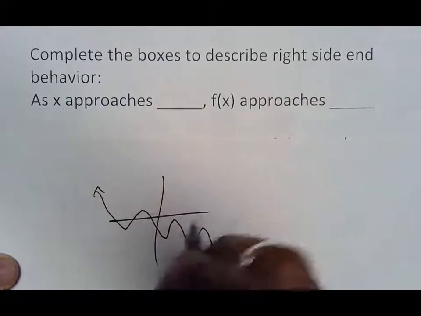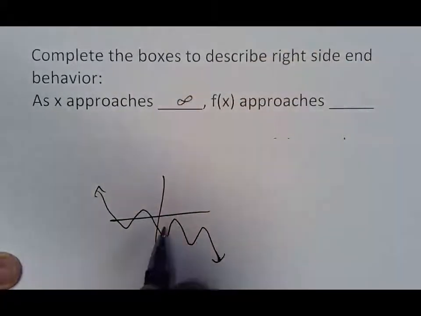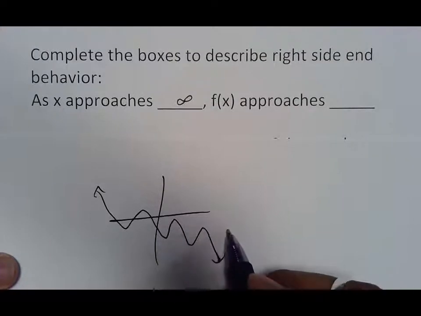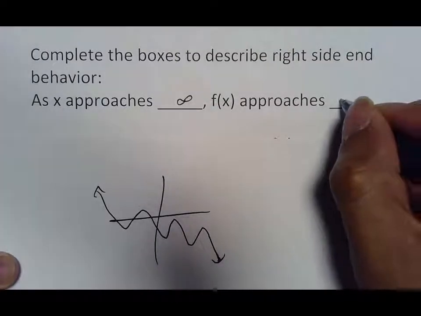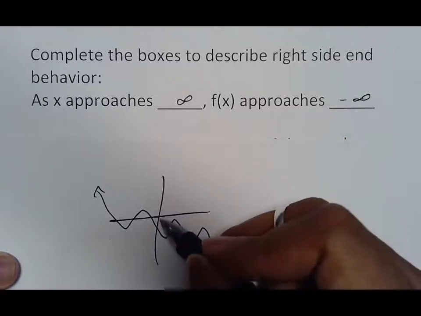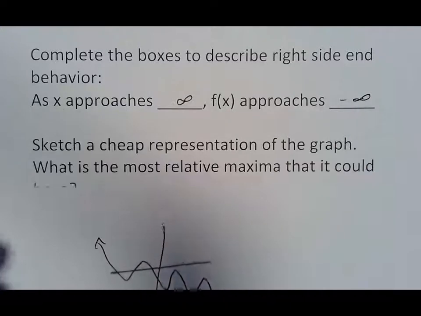Right side would be as x approaches infinity. So as x goes to the right, the graph goes down. Well, how do I show down? That would be -infinity, because remember, that's what f of x down is.